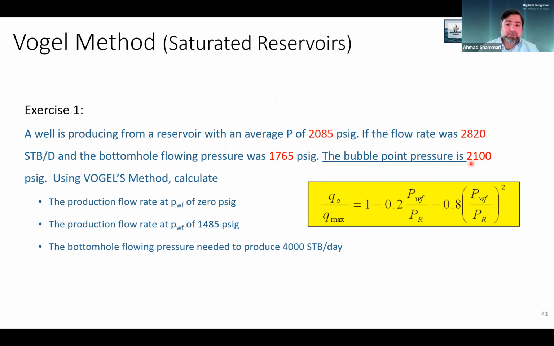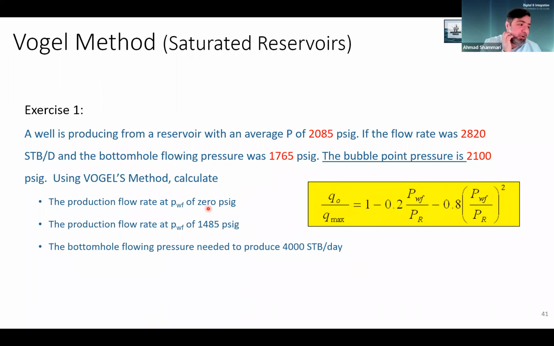The reason I give you this number is just to compare it with the reservoir pressure. The reservoir pressure is below the bubble point pressure, which means that it is a saturated reservoir. So the whole IPR curve is going to be curved. There won't be any linear section. Now, these are the questions. Using Vogel's method, calculate the production flow rate at PWF of 0 psi.